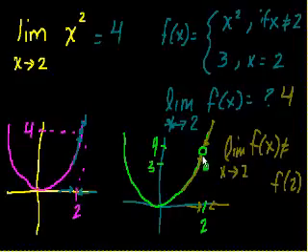Because you have functions where, for whatever reason, at a certain point, either the function might not be defined or the function kind of jumps up or down. But as you approach that point, you still approach a value different than the function at that point.